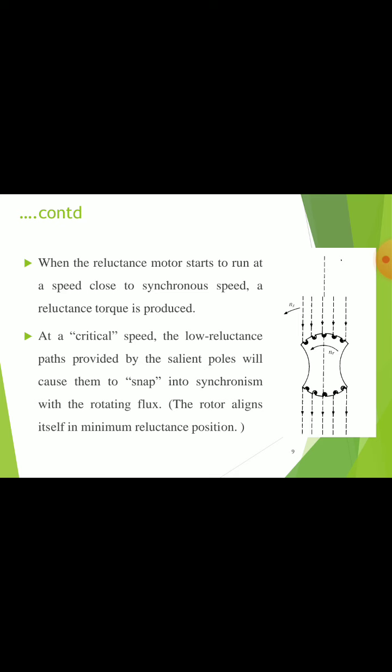At a critical speed, the low reluctance path provided by the salient poles will cause them to snap into synchronism with the rotating flux. That is, the rotor aligns itself in the minimum reluctance position. For aligning in the minimum reluctance position, the rotor rotates in synchronism with the rotating flux. Due to this phenomenon, it experiences a torque called reluctance torque.